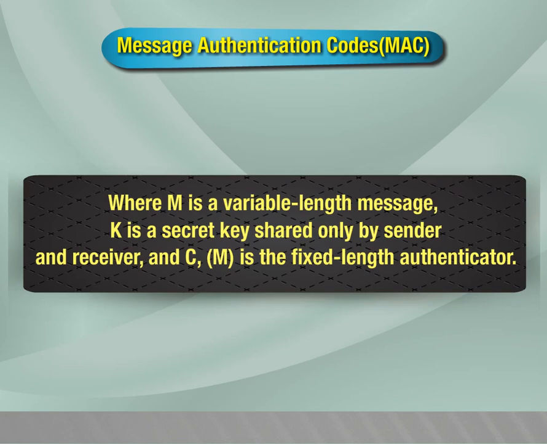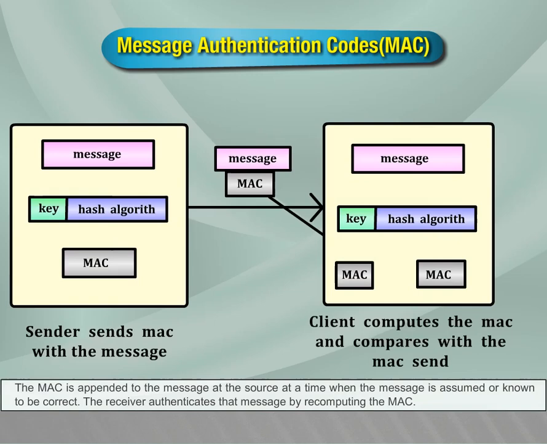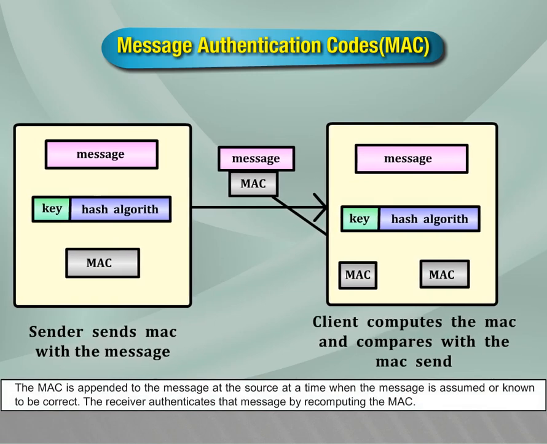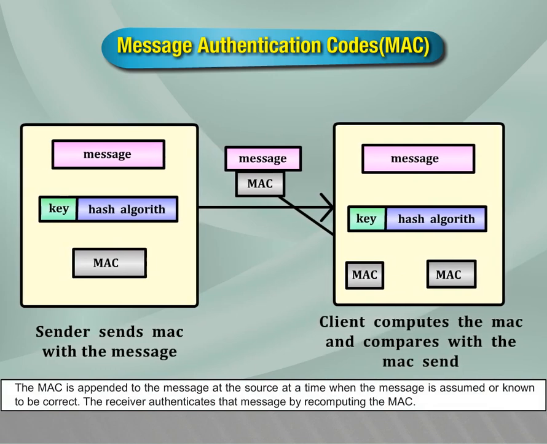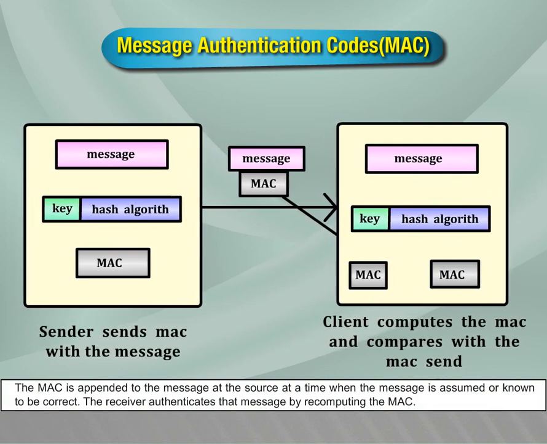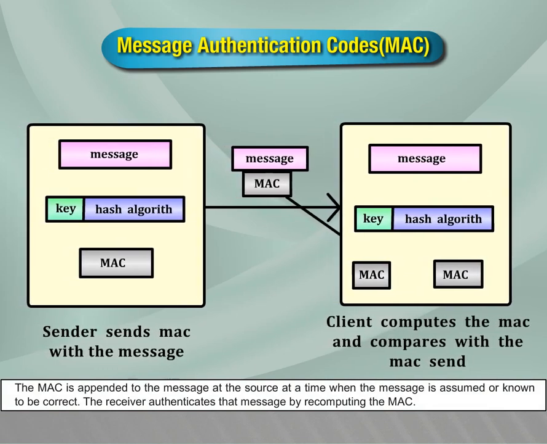Where M is a variable length message, K is a secret key shared only by sender and receiver, and C_K(M) is the fixed length authenticator. The MAC is appended to the message at the source at the time when the message is assumed or known to be correct. The receiver authenticates that message by recomputing the MAC.